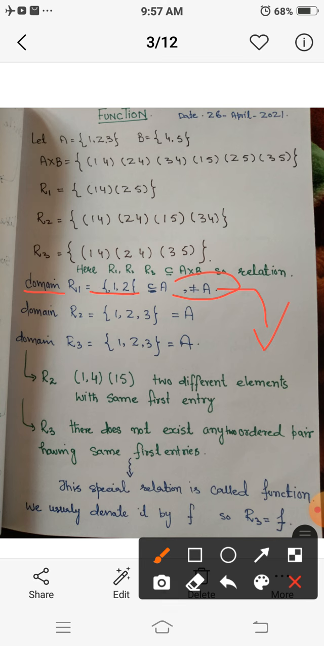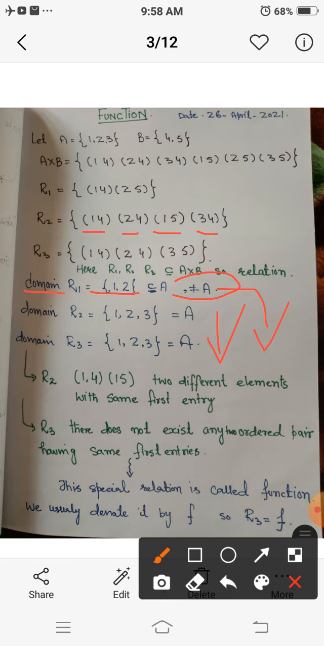Now we will consider those relations where the domain equals the first set, the whole set. Here we have two such relations: the first one is R2 and the second is R3. The domain of R2 is {1, 2, 3}. The domain of R3 is {1, 2, 3}, meaning set A. But where is the difference between R2 and R3? Here in R2 we have 4 elements: (1,4), (2,4), (1,5), (3,5).